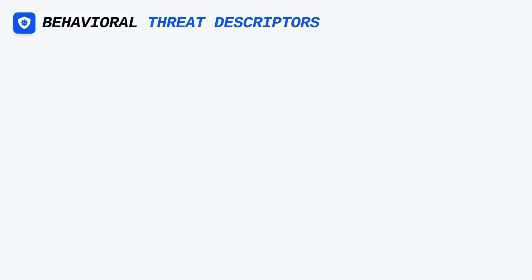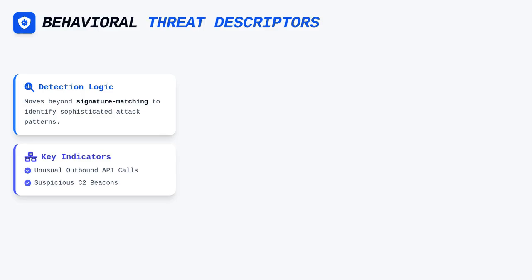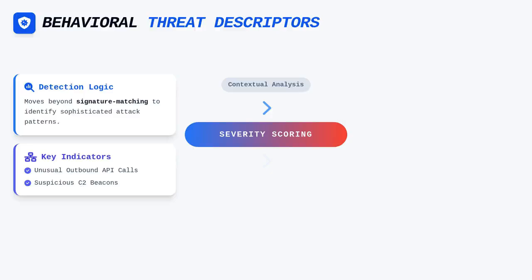Behavioral threat descriptors are another critical component when deciphering sophisticated attacks that evade traditional signature matching. Within the threat log, you will often find indicators related to command and control communication, such as unusual outbound API calls or beacons to suspicious infrastructure. These behavioral patterns are often documented in the threat details section of the log entry, providing context on why a specific traffic pattern reached a certain severity score.